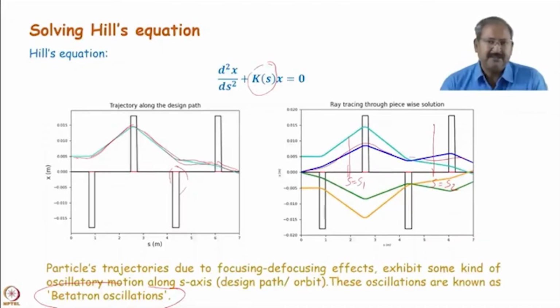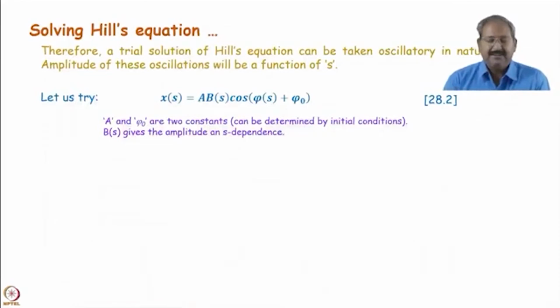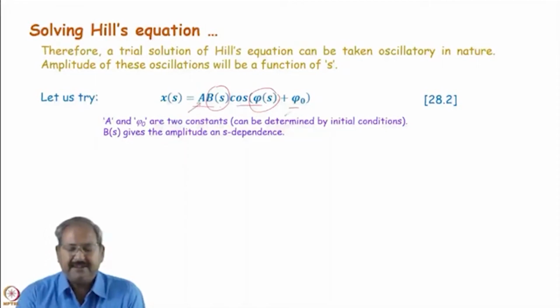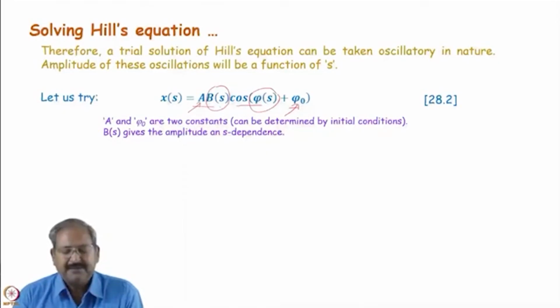Keeping these two things in mind, one, oscillatory solution, and second, the amplitude may be a function of S, we can have a trial solution of this equation. So we can write down the trial solution like A B as a function of S, cos of phi S plus phi 0. Now because this is a second order differential equation, we require at least two constants of motion. That's why this A and phi 0 serve that purpose. So A and phi 0 can be obtained using the initial conditions.